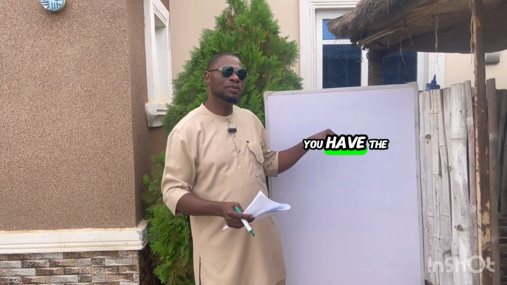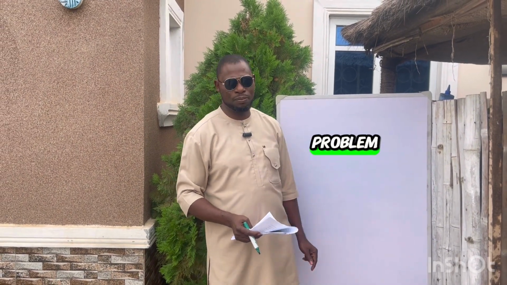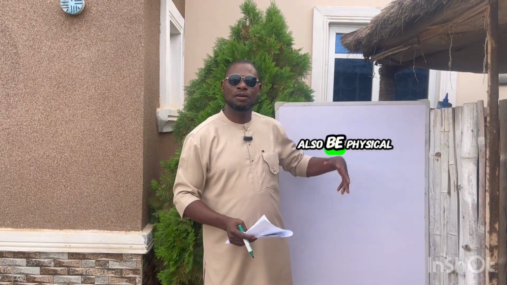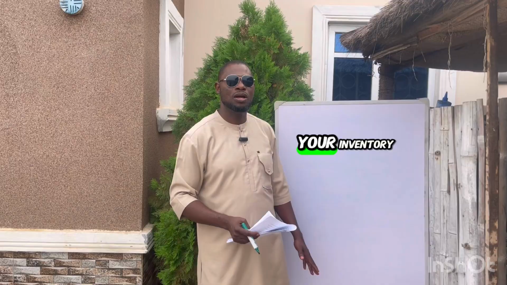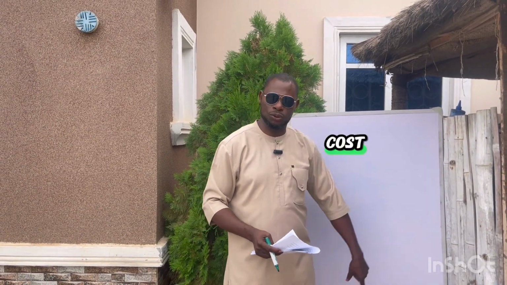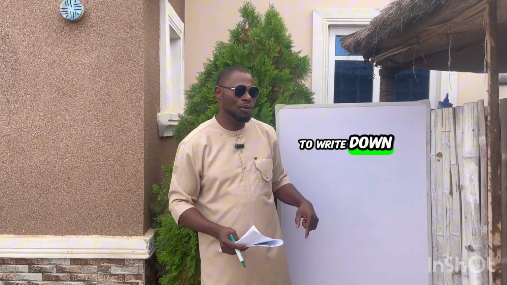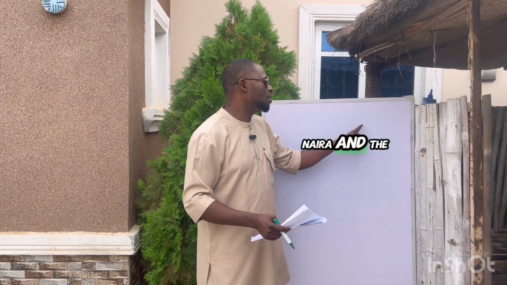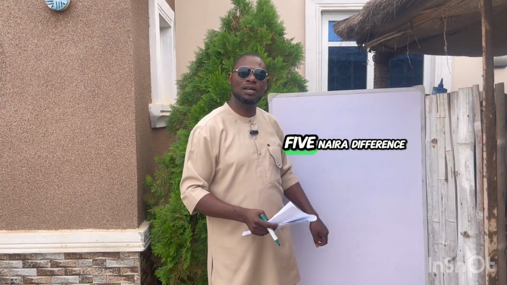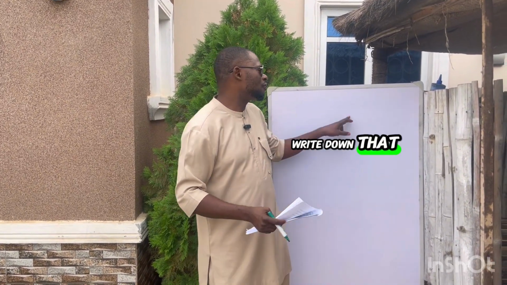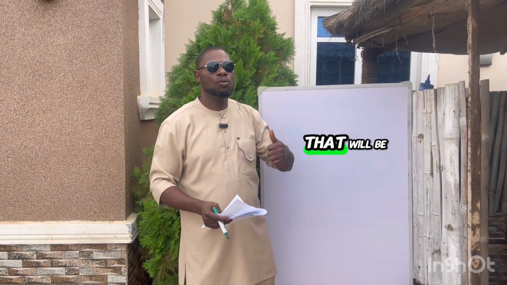So this happens, you have the net realizable value being lower when there's a problem. And this problem could be obsolescence. The problem could also be physical damage to your inventory. So it is when you have those things that the net realizable value becomes lower than the cost. And when that happens, you have to write down. Because if the cost is 50 naira and the net realizable value is 45, it means there's a 5 naira difference. That 5 naira difference is what we call the write down. Now, when you write down, that 5 naira becomes an expense that will be taken to the statement of profit or loss.